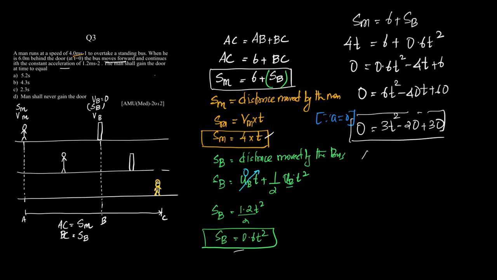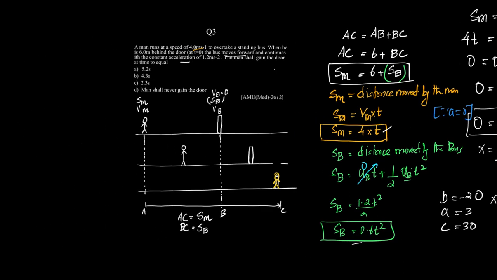And here what we can do is find this by x is equal to minus b plus or minus root of b square minus 4ac by 2a. So what is b here? B is minus 20. What is a here? A is 3. And what is c here? C is 30. So what do we get? X is, okay, we'll solve the value of x later.